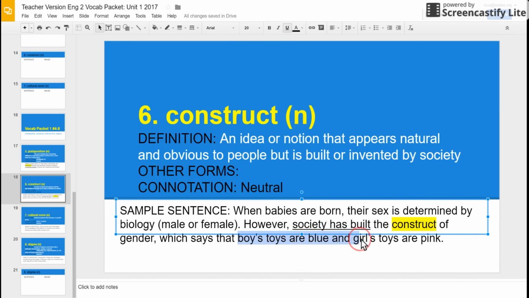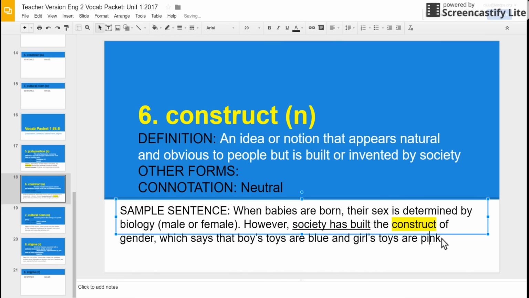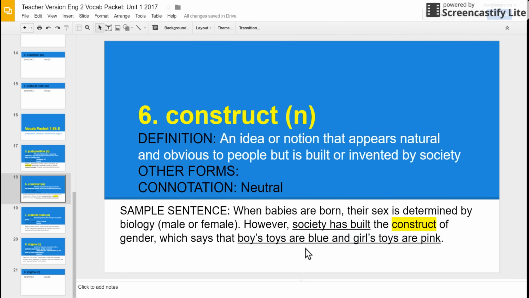And then this part about boys' toys are blue and girls' toys are pink. There's nothing that makes it that boys' toys have to be blue or girls' toys are pink. Nothing in biology says this. But this is something that society dictates versus gender is something that biology dictates. You either have this type of genitalia or that type of genitalia. So what we're looking at here is what is constructed, what is built by society.